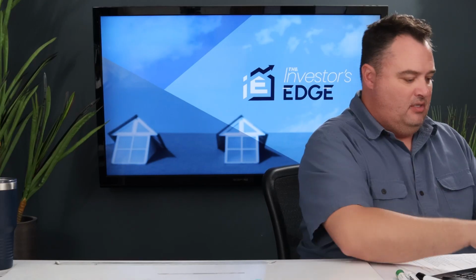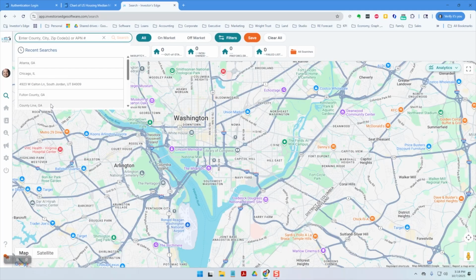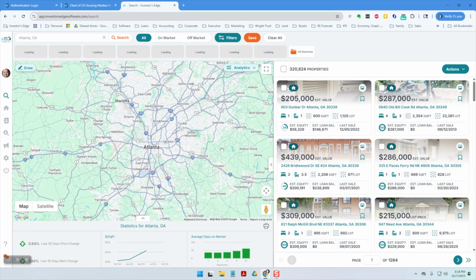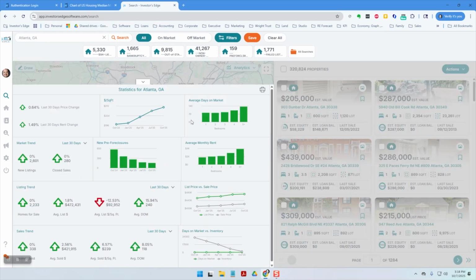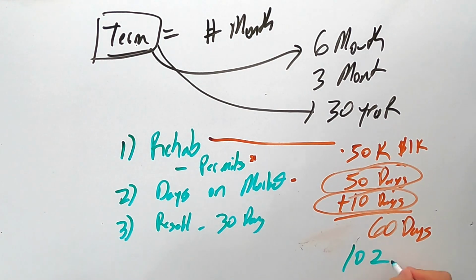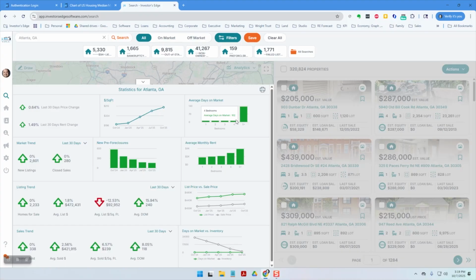Then I'm going to look at days on market. So I'm going to come over here and I'm going to look and say, okay, what is our days on market? Let's just take Atlanta, Georgia, because it was the first one to come up. What I can do is come up here and I can look at average days on market depending upon the number of bedrooms. So if my house is a 4-bedroom, I need to plan on 102 days on market, okay? That's what I'm looking at here, is how many days they're going to be on market based upon the number of bedrooms that I have.